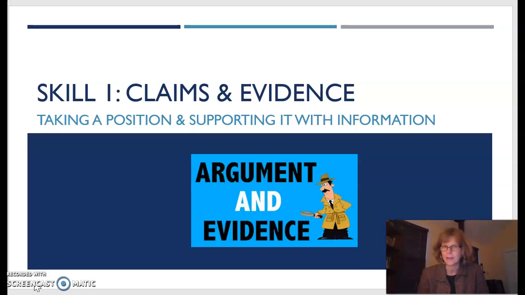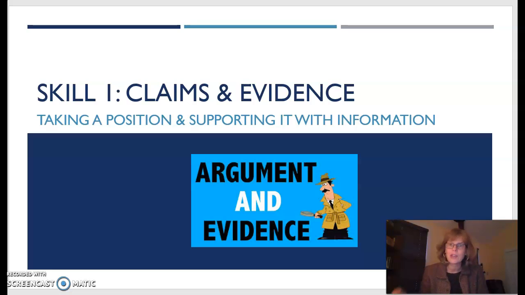Taking a position is something I want you to think about as far as identifying someone's claim and then supporting that position with information, with evidence, with examples, with data. All of that is what's involved in our discussion today. So let's just talk a little bit about the vocabulary involved in claims and evidence.